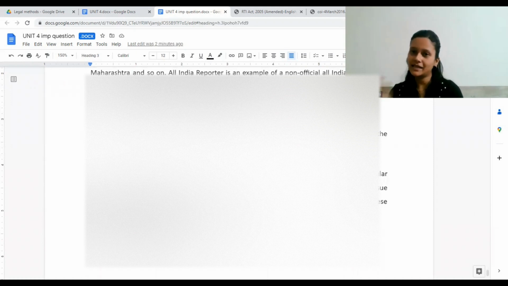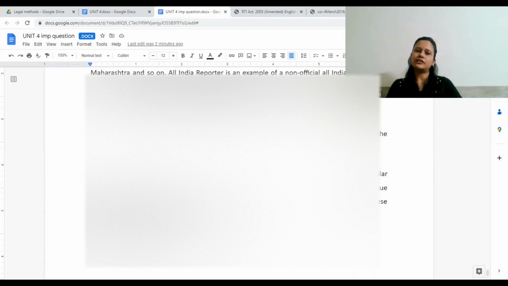Then we have state specific reports also, because for high courts we have state specific reports. That's why we are saying this classification is based on geography. These reports are confined to a particular state only. They publish precedents set only by that particular state's high court. For example, Allahabad Weekly Reporter, it's non-official. ILR Patna, Indian Law Report Patna, it is official.